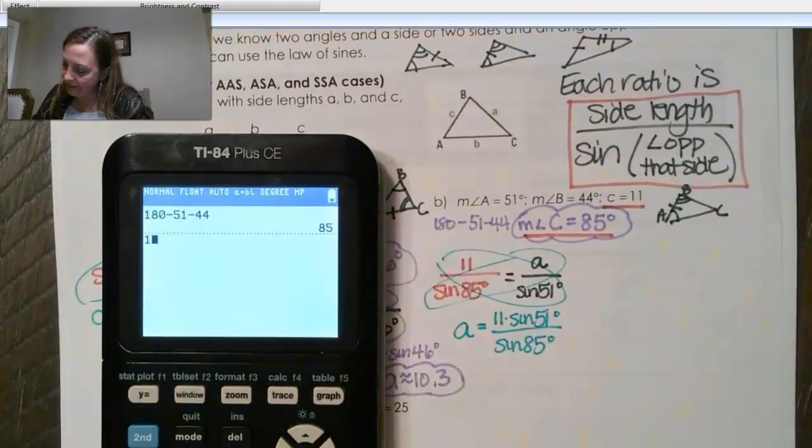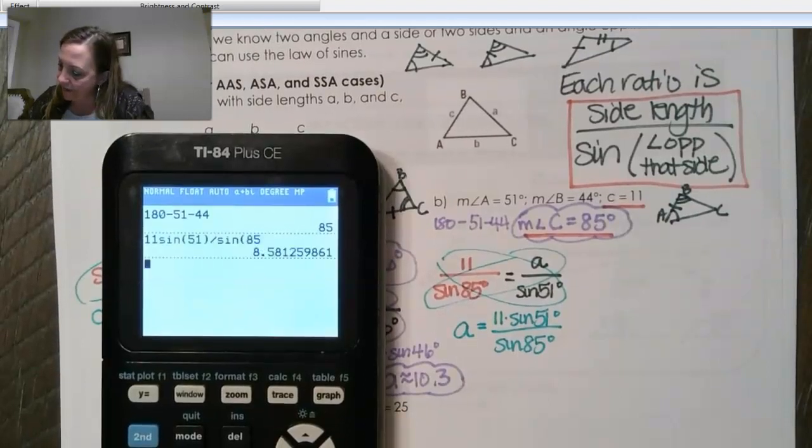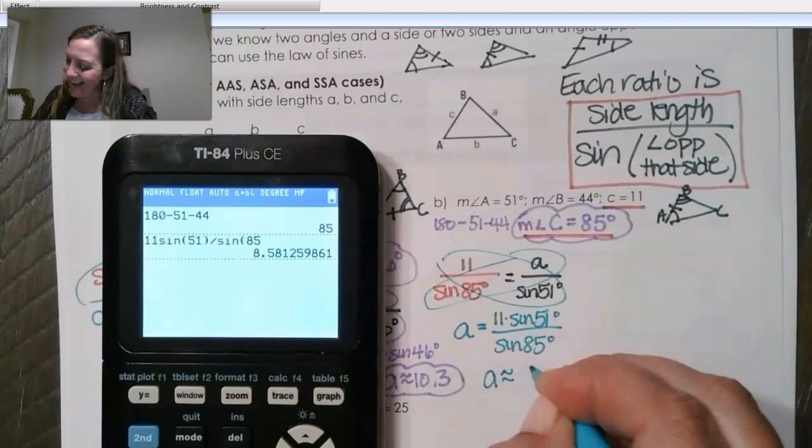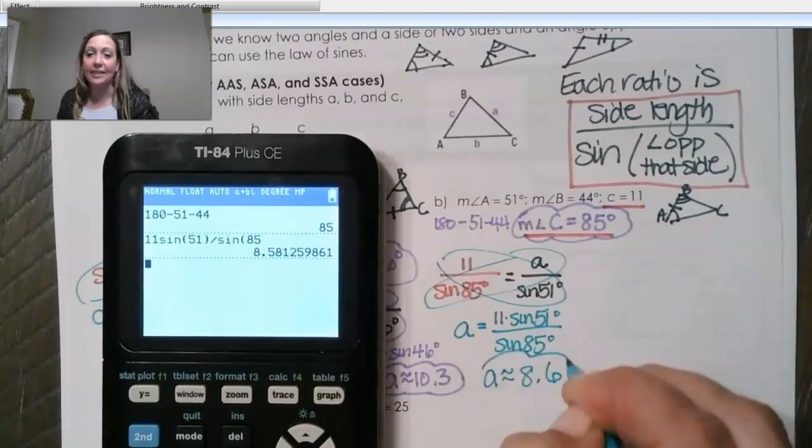I have 11 times the sine of 51 over the sine of 85. And to the nearest tenth, that gives me about 8.6 for side A.